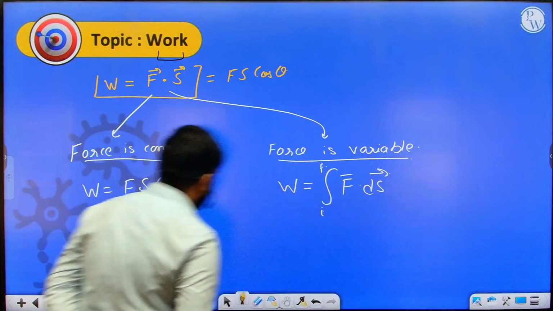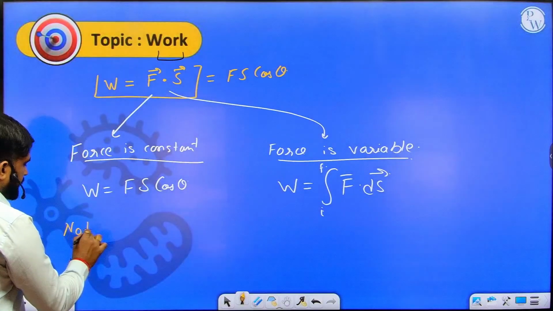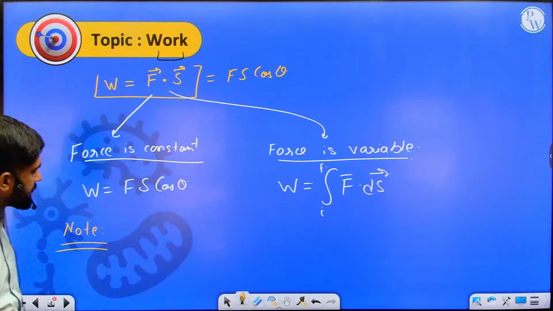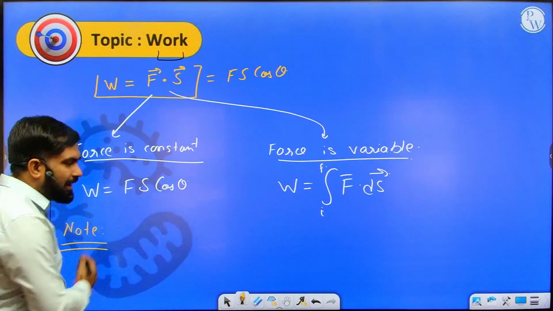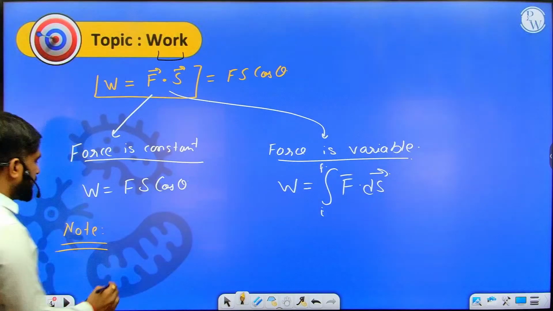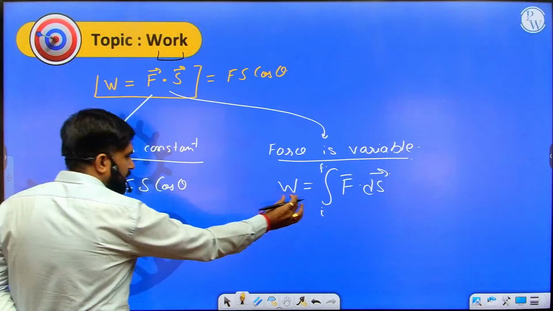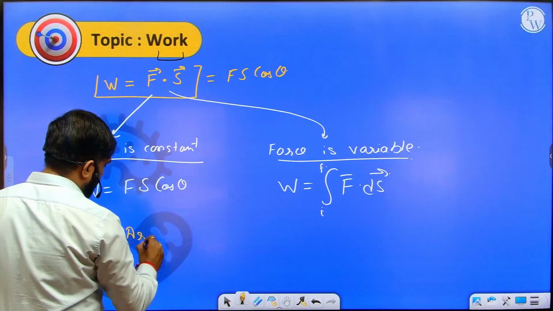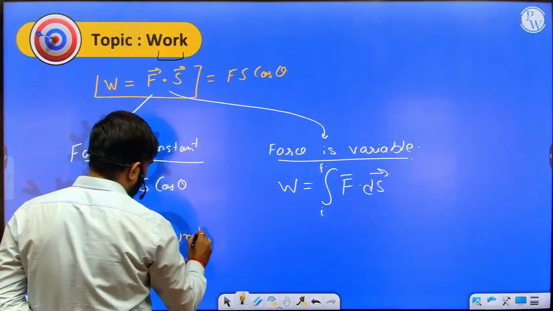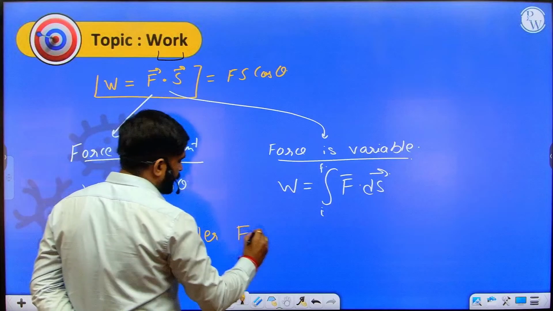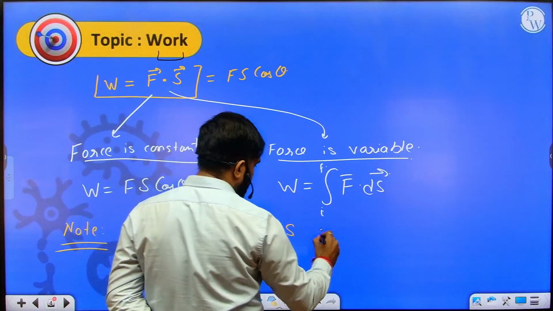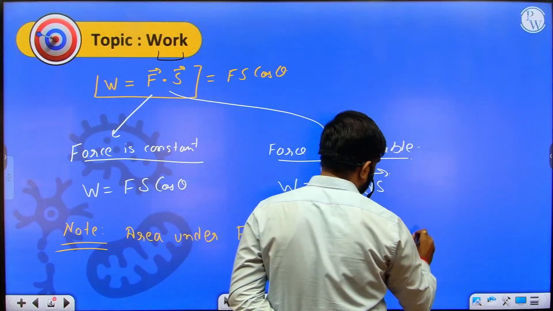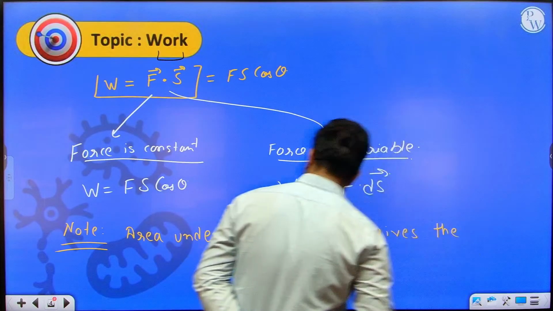Now see, a very important point. As we just saw, work done is the integration of F ds. If somebody plots the graph of force versus displacement, then it tells us that work done is the area under the graph. So I am going to write it down here: the area under the force and displacement graph gives the work done by the force.